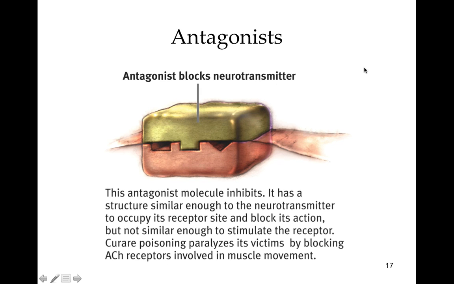Antagonists inhibit, and oftentimes you think of in literature antagonists being the negative character. If you can remember that, it helps you remember that antagonists block and inhibit neurotransmission from taking place. So just like with agonists, these are so similar in structure that they can mimic neurotransmitters and block action. Curare poisoning, like in botulism, paralyzes its victims by blocking ACH receptor sites involved in muscle movement.